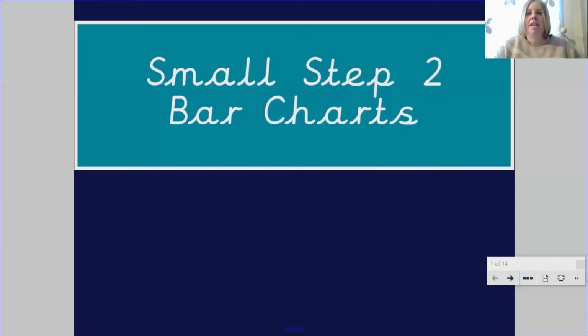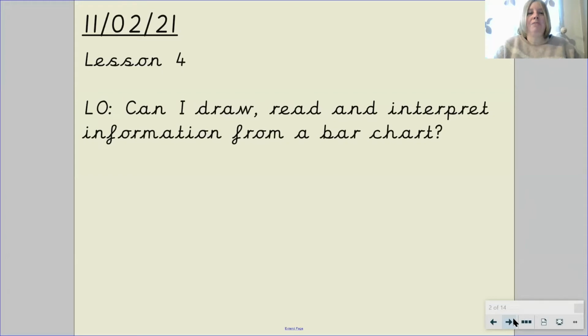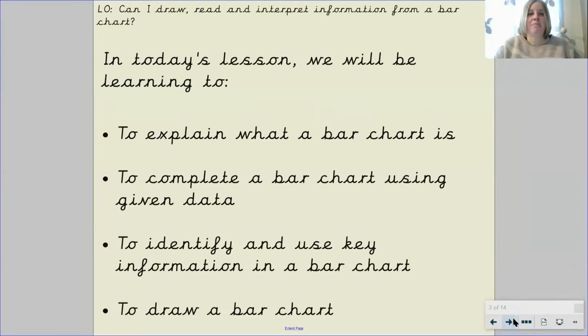Good morning, Year 3, and welcome to your fourth maths lesson of the week. Today we are going to be looking at bar charts. Our learning objective is, can I draw, read and interpret information from a bar chart?